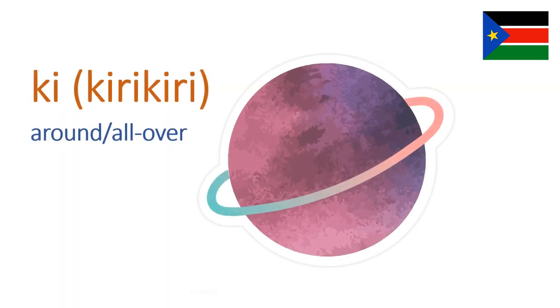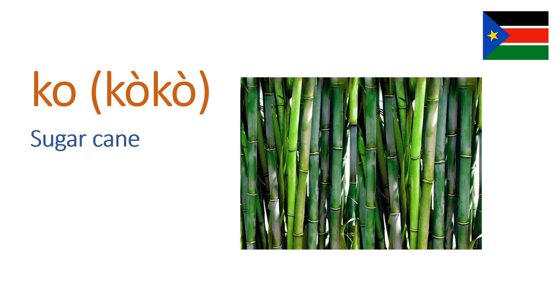Ki, kiri kiri. That is around or all over. Patizegino kiri kiri. Around the world. All over the world. Ko, koko. That is sugar cane. Mori koko ke ndeku. Would you eat sugar cane, please?